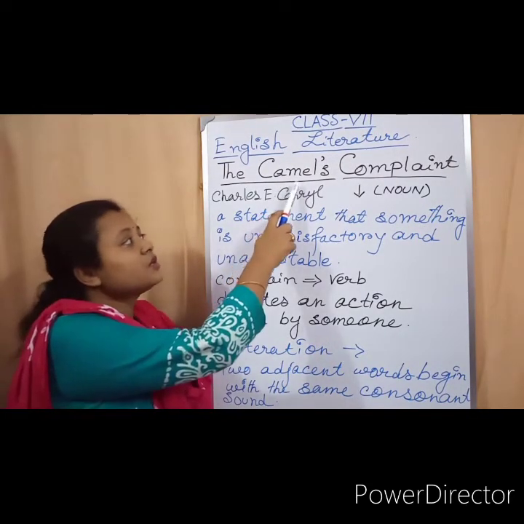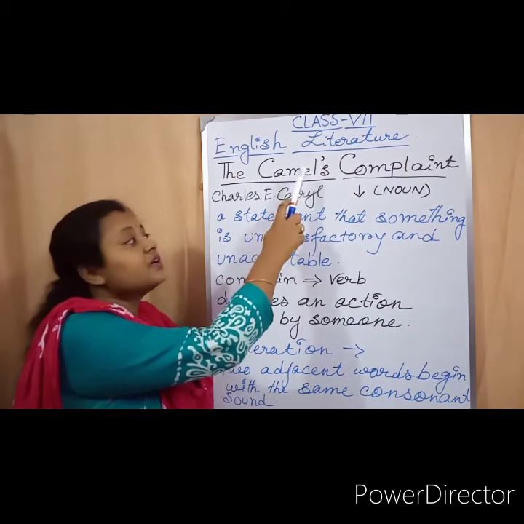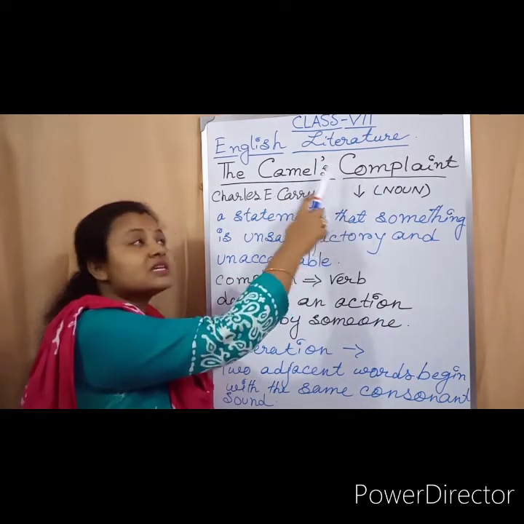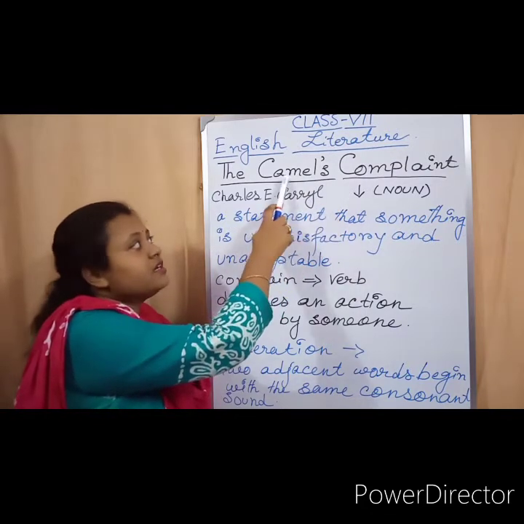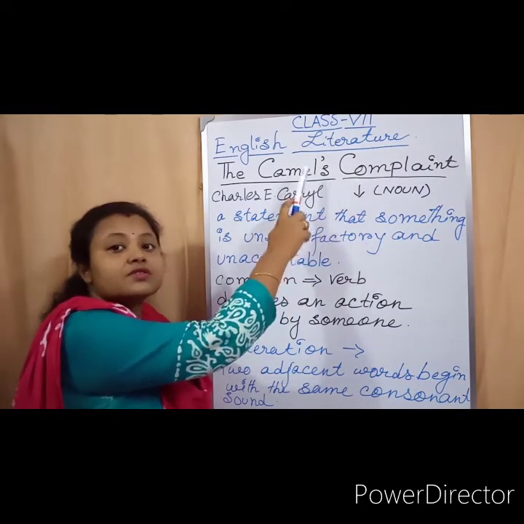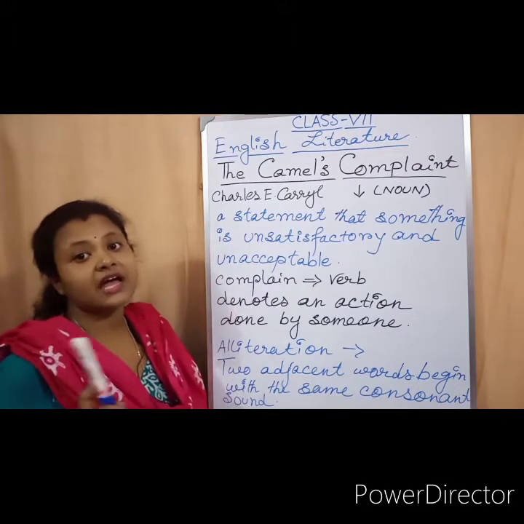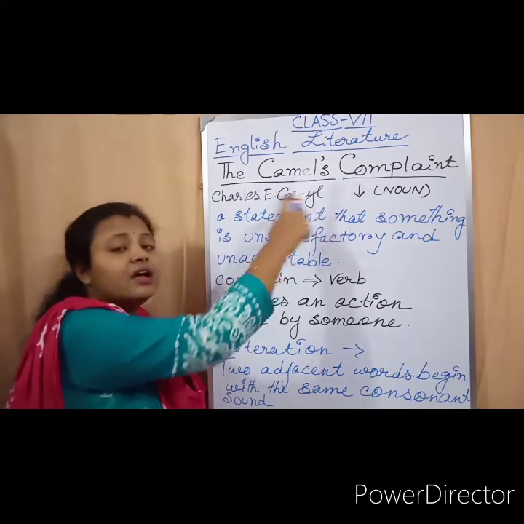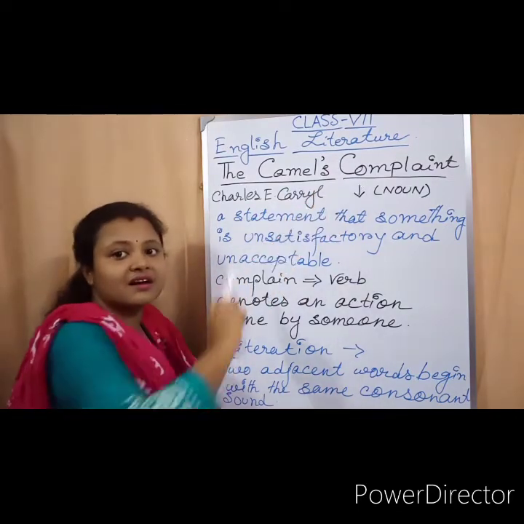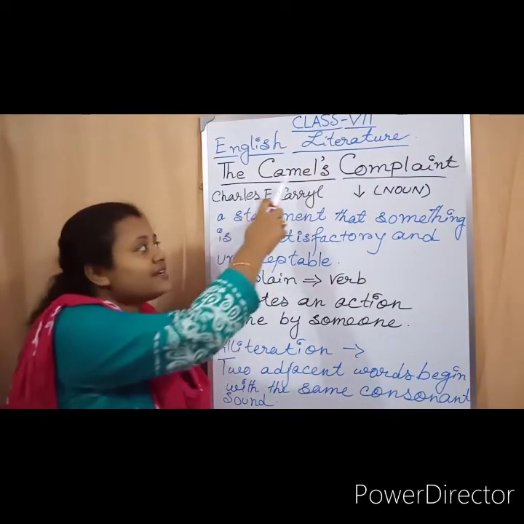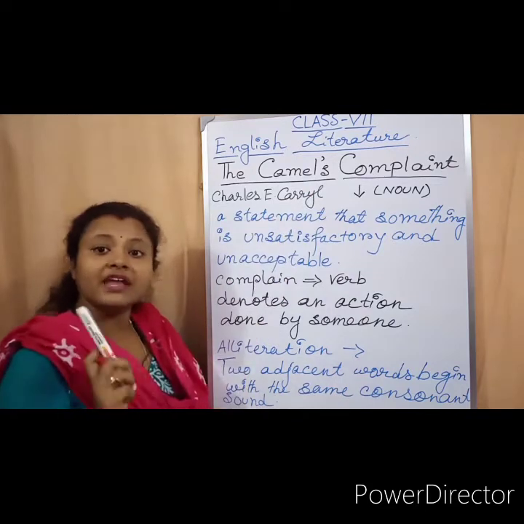So students, look at the title over here. Camel's Complaint. The K sound is repeated here in the two adjacent words. So this is an example of alliteration. C is there, but the sound is the K sound. It is being repeated and the K sound is a consonant. So that is why it is an example of alliteration.